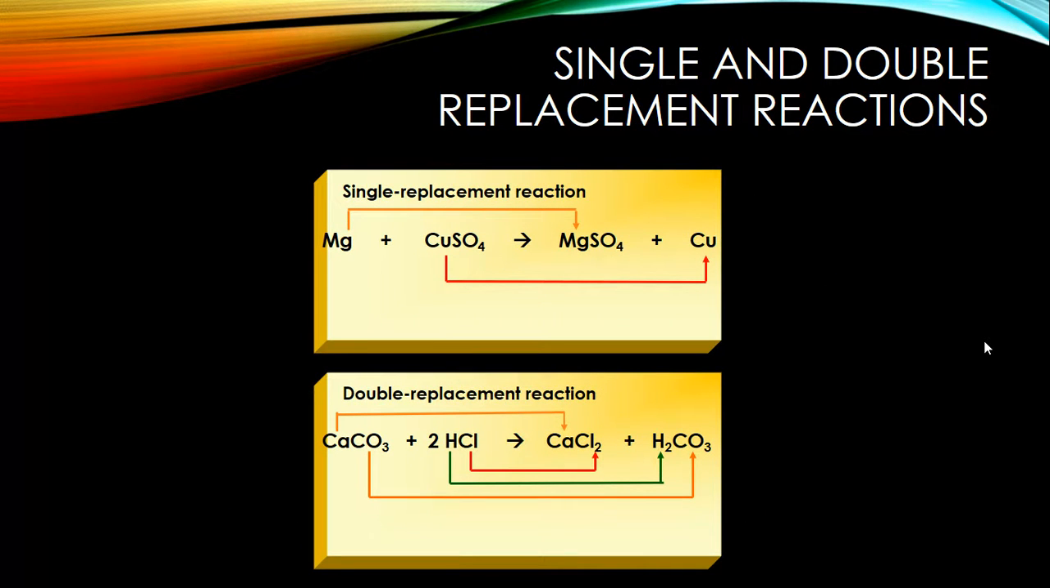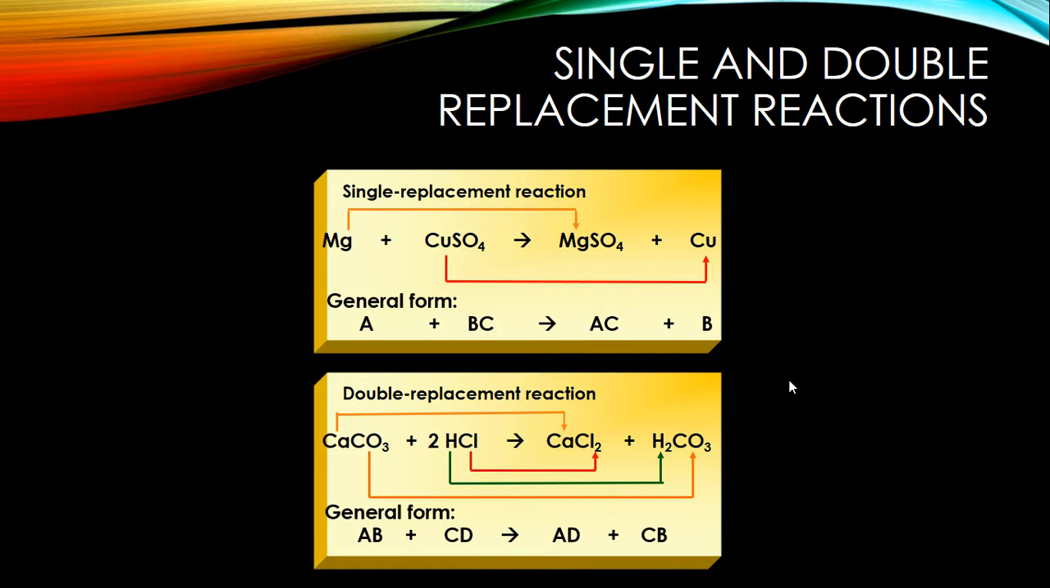Then there are single and double replacement reactions. A single replacement is where one thing switches. So you have Mg switching places with Cu, and double is where two things switch. They flip-flop. All right. So for single replacement, it's A plus BC yields AC plus B. And for double replacement, it's AB plus CD yields AD plus CB.